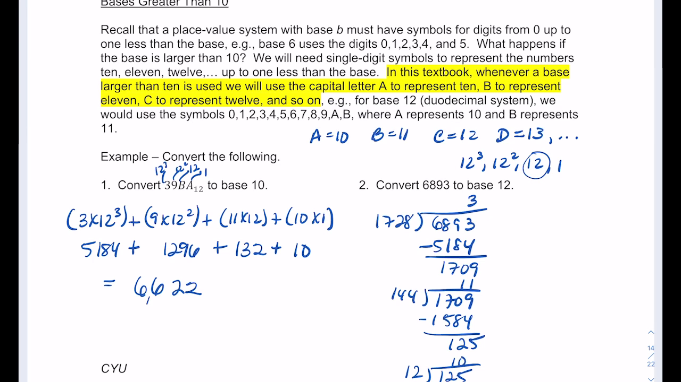So now I'm finished, right? My answer is just going to be this number, this number, this number, and then my remainder. So it's going to be 3. The number 11 is B. The number 10 is A. And then the remainder is 5. And remember, we want to signify it's base 12. So we place the 12 as a subscript to the right of the number.